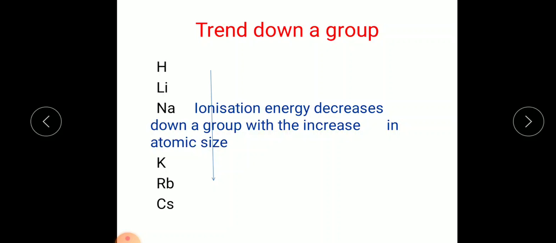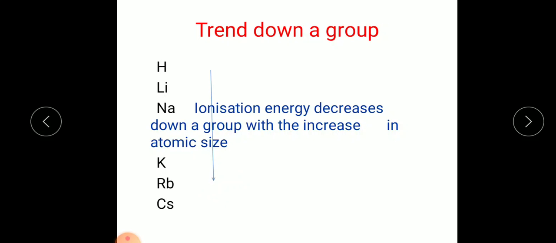So what will happen down a group? The ionization energy value decreases since the atomic size increases. If the size of an atom is bigger, then the last electron will be far away from the nucleus. So if you supply a small amount of energy, it will be easy to remove the electron. That will decrease the ionization energy value.